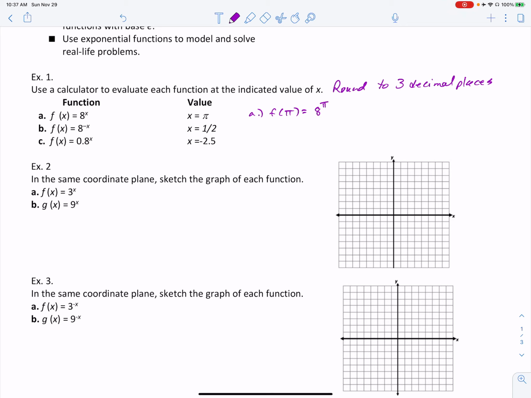and this is a calculator problem. In part B, you want f of 1/2, so you're going to have 8 to the negative 1/2, and in part C, you need f of negative 2.5, so it's 0.8 raised to the negative 2.5. Then this is an approximation when you round to 3 decimal places.